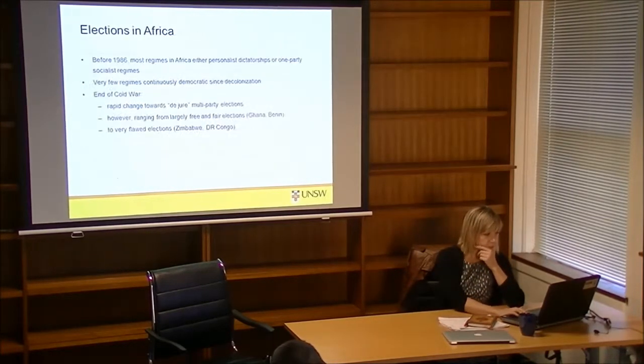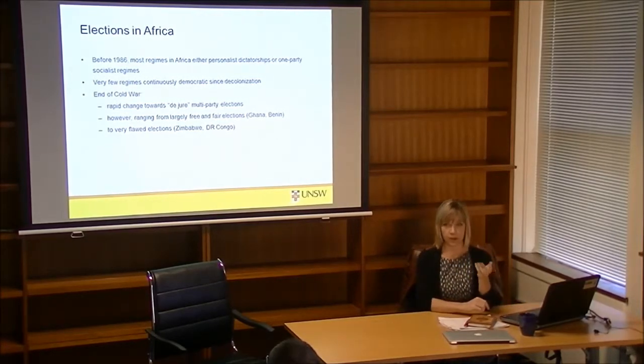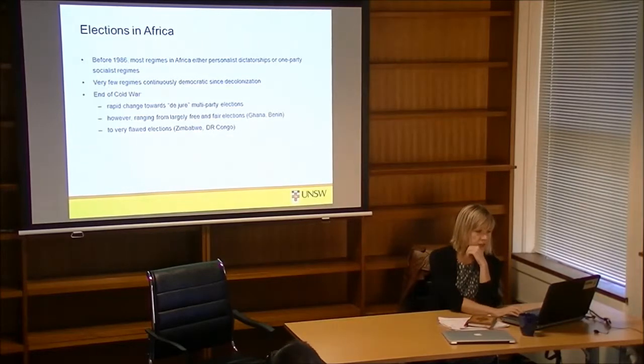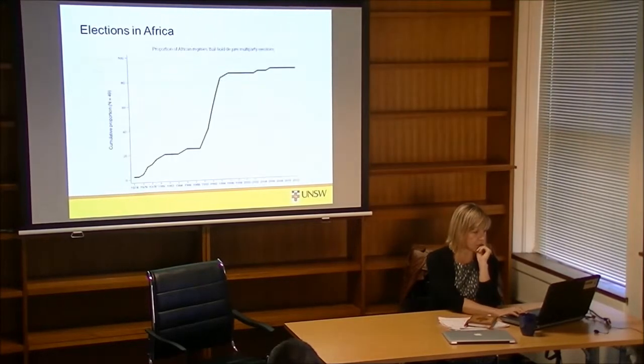So elections in Africa, we started in 1986 because before 1986, most regimes in Africa were either single-party personalist dictatorships or socialist one-party regimes. So very few elections were held in the period between decolonization and 1986. And then slowly towards the end of the Cold War, we start seeing more countries holding elections. And again, in this continent, there's massive variation. Largely free and fair elections in Ghana to very, very flawed elections in Zimbabwe and Congo. So we have a lot of variation to study this question.